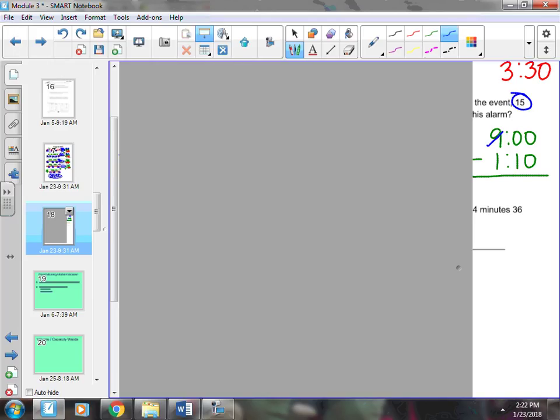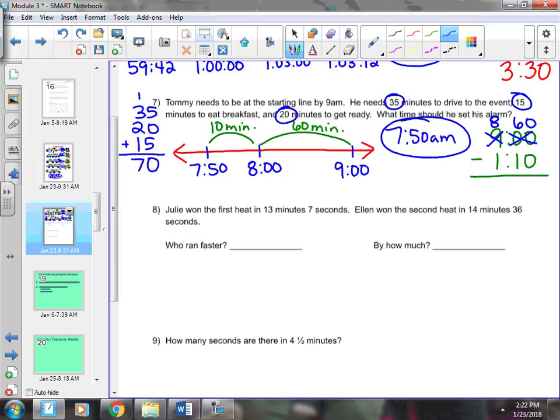So I'm going to take an hour. We need to take one of my hours, and an hour is the same as 60 minutes. Now I can subtract. 60 minus 10 is 50, and 8 minus 1 is 7, so 7:50.